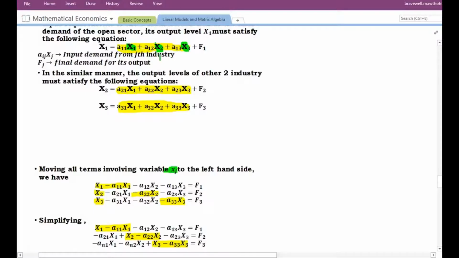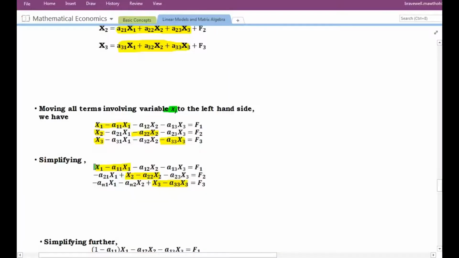this set of equations, which shows that we have moved all the terms having Xj to the left hand side. Simplifying further, we are arranging the terms having common variable together. In the first equation, the common variable is X1.